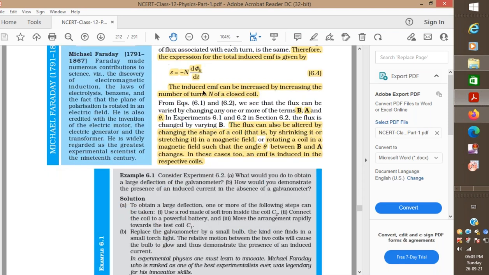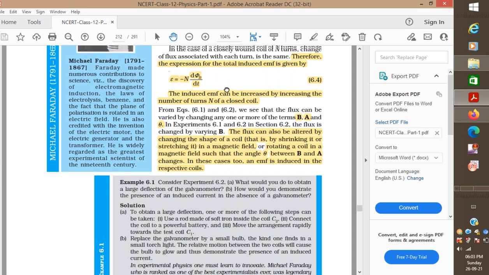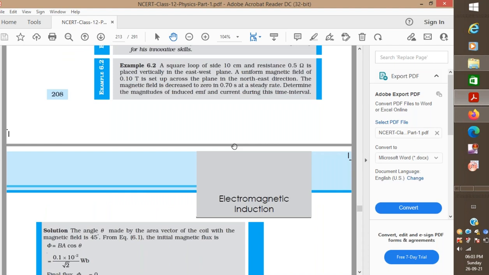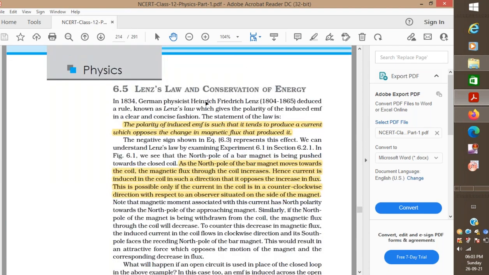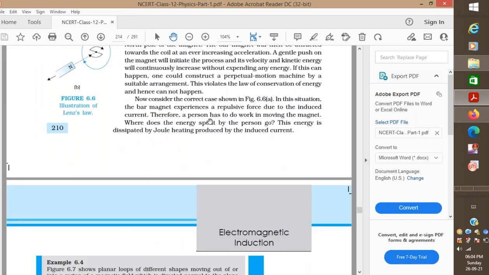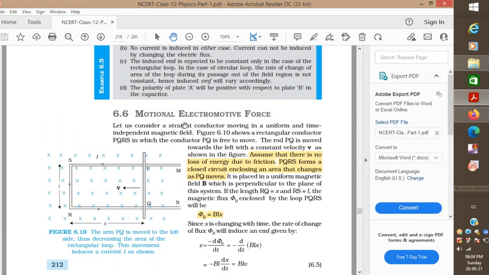So the question was whether, like we have seen that varying current can create a magnetic field, in this chapter we are seeing that a varying magnetic flux or varying magnetic field can in turn produce an electric current. That is what we are learning. We have already learned Faraday's law of induction, and in the last class we learned Lenz's law and energy conservation, and also motional electromotive force.